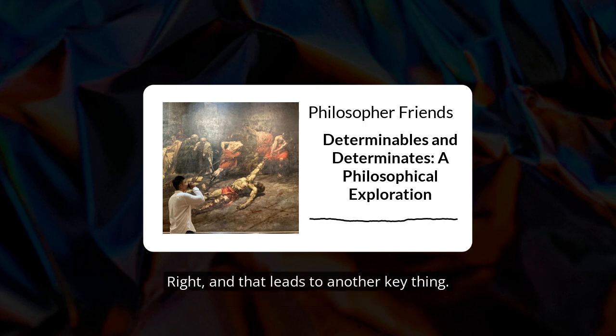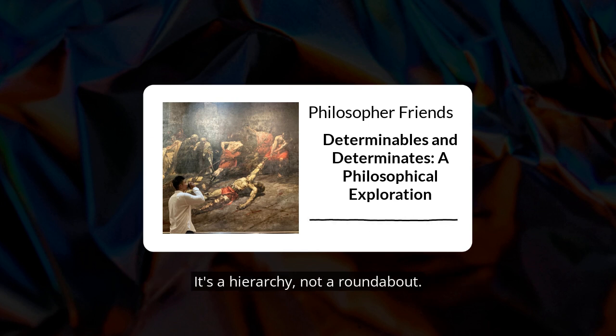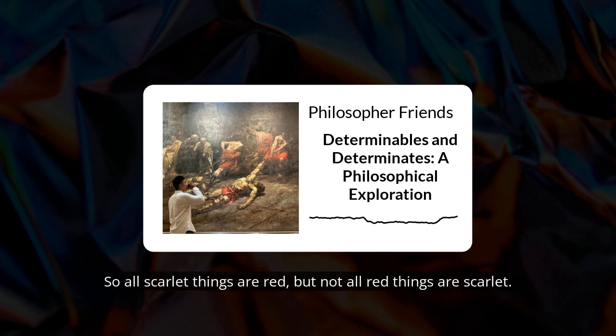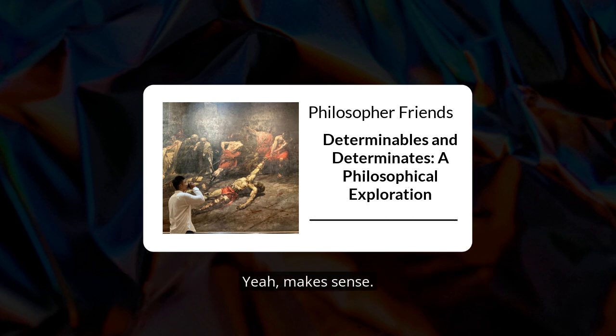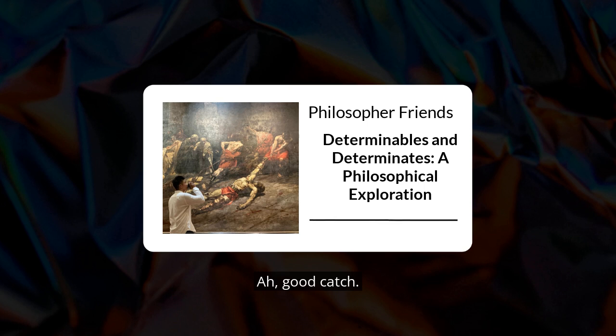Right, and that leads to another key thing. Determination only goes one way. If scarlet determines red, then red can't determine scarlet. It's a hierarchy, not a roundabout. So all scarlet things are red, but not all red things are scarlet. Yeah, makes sense. But wait, if it's one way, how can something be both a determinate and a determinable at the same time? Ah, good catch.